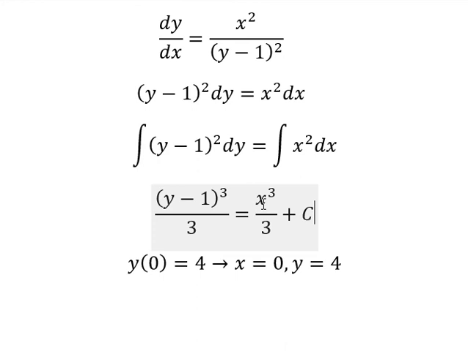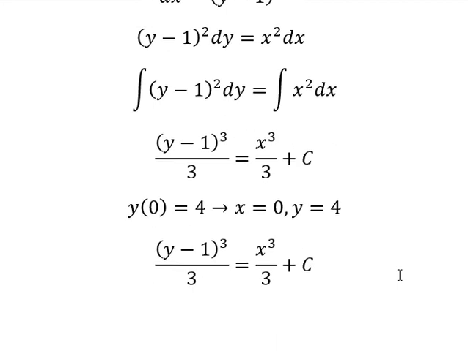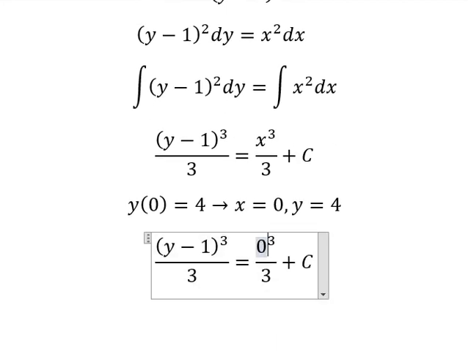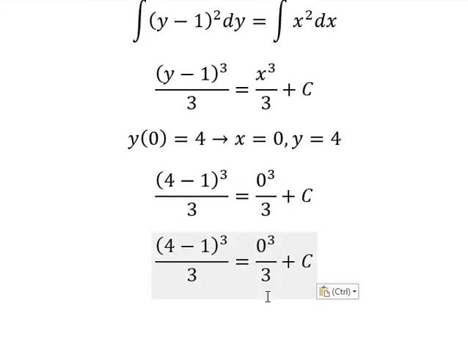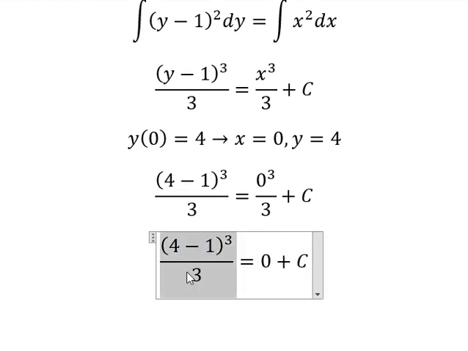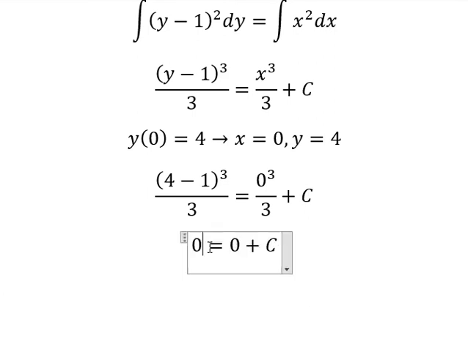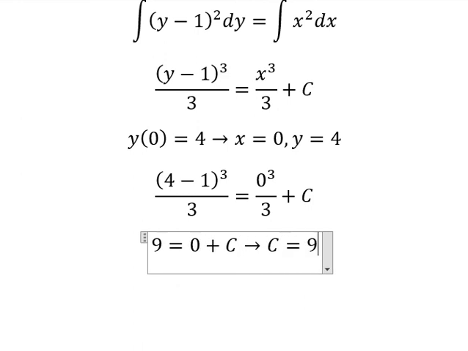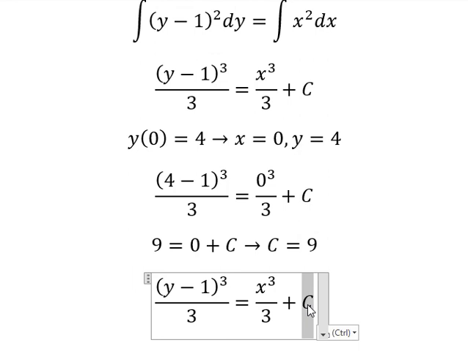So we put 0 here, 4 here to find the value of c. So this one we got 0. This one we have 9. So c equals 9. And I will put 9 here.